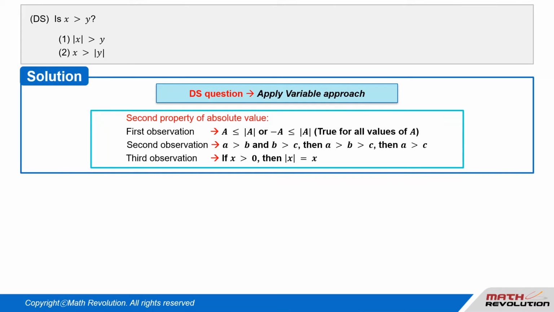Second property of absolute value. A is less than or equal to absolute value of A, or negative A is less than or equal to absolute value of A. These cases are true for all values of A. First observation.